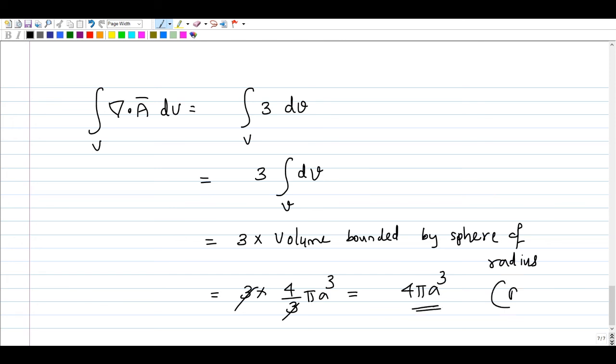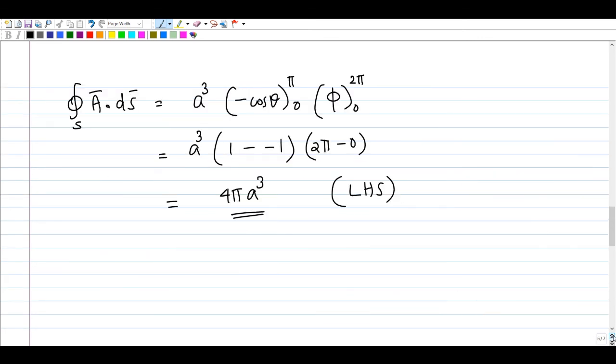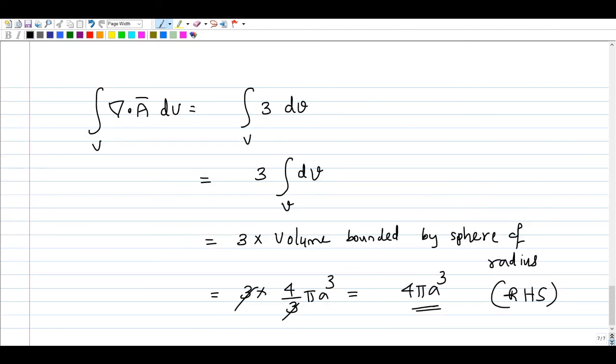So this is our right hand side, and we have got the left hand side earlier, that is also 4 pi a cube. So we got both LHS and RHS equal. So hence the divergence theorem is verified. Okay, thank you.